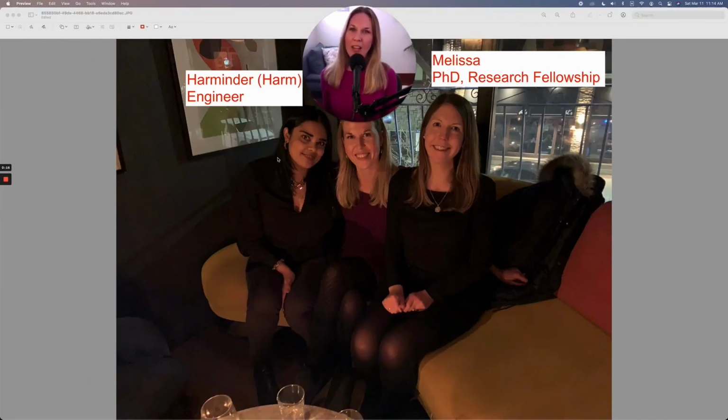On the left, we have my friend Harminder, but she goes by the name Harm, and she's an engineer. And on the right, we have my friend Melissa. She has her PhD and she is doing a research fellowship. So these are my friends and we're scheduling a get together.